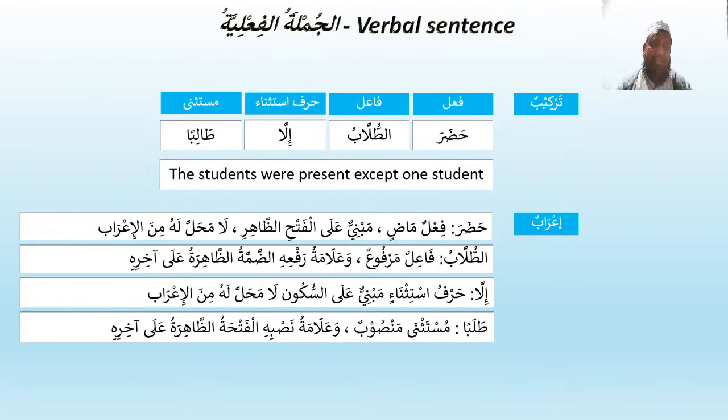Okay, by looking at this sentence, is it complicated? Forget all the terms, forget the mustasna minhu, forget everything. Now just look at the sentence. After illa, the mustasna is wajib, it is mansub, simple as that. حضر الطلاب إلا طالبا. So here طالبا mustasna mansub. This is how we do the Arab.